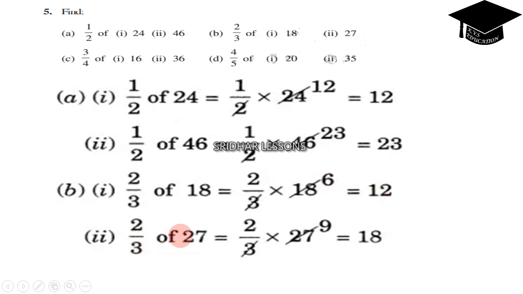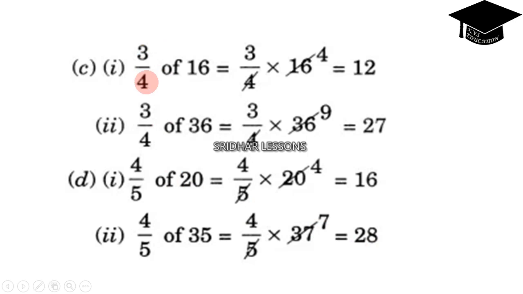Next, 2 by 3 of 27. 2 by 3 into 27 is equals to 3 cancels 27 9 times. 9 into 2, which is equals to 18. 3 by 4 of 16. 3 by 4 into 16. 4 cancels 16 4 times. 3 into 4 is equals to 12.